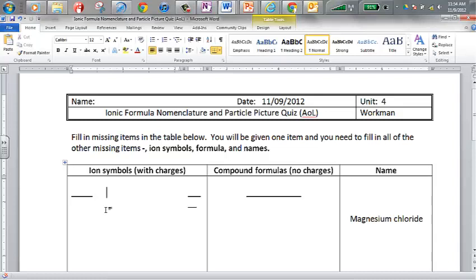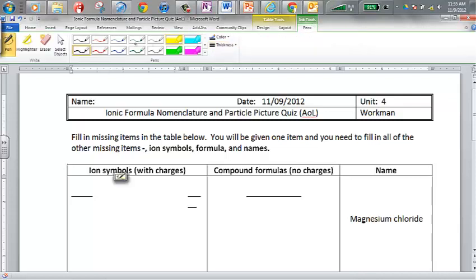Now, here's how I would go about doing this. If I know the name, which is the case for this first one, I would look up on the periodic table, and what you need to start doing, of course, is learning your symbols on the periodic table. Magnesium is capital M, G, and then chloride, you should know, is Cl.